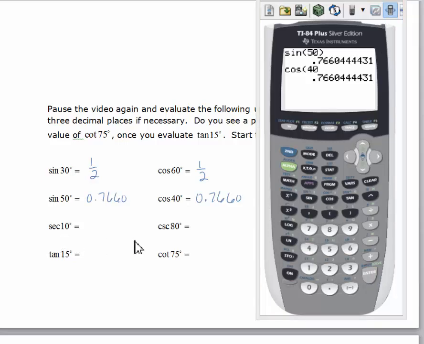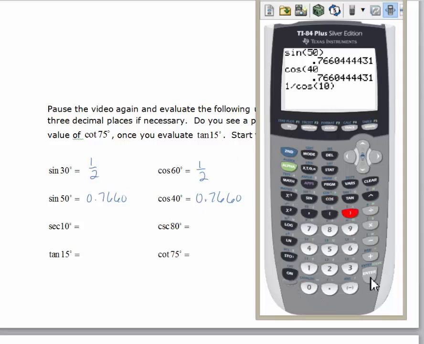Now let's evaluate the secant of 10 and the cosecant of 80. So to evaluate the secant of 10, I'm going to do 1 divided by the cosine of 10 degrees. For the cosecant of 80, I'll do 1 divided by the sine of 80 degrees. I get the same exact value, so 1.0154.